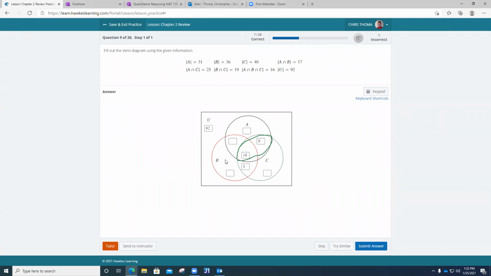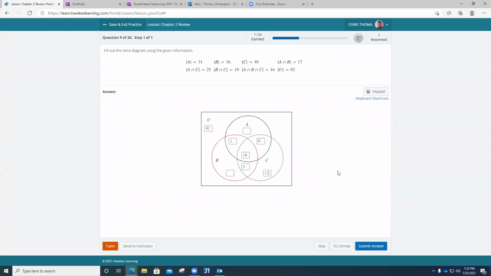And then finally, B and C is 17. 16's in there, so there it goes, my 1. So now C has 40. So you can see I have 3 of the 4 boxes filled. So I just take 40 and subtract out those numbers. So I'll get my trusty calculator. I do 40 minus 3 minus 16 minus 9 gives me 12.